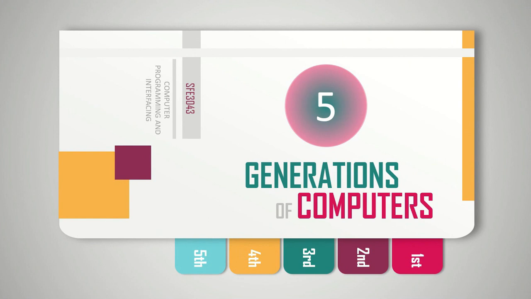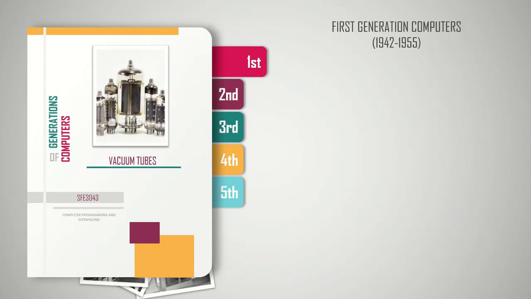Okay, now we move to the five generations of computers. First generation computers, 1942 till 1945. Use thousands of vacuum tubes for circuitry and magnetic drums for memory. Enormous, taking up an entire room.